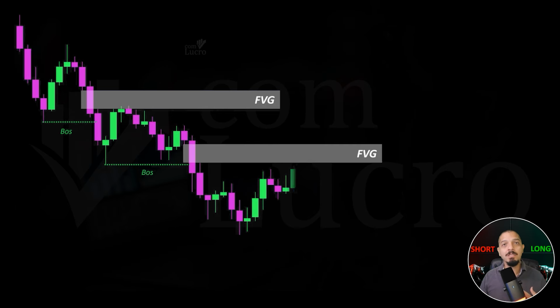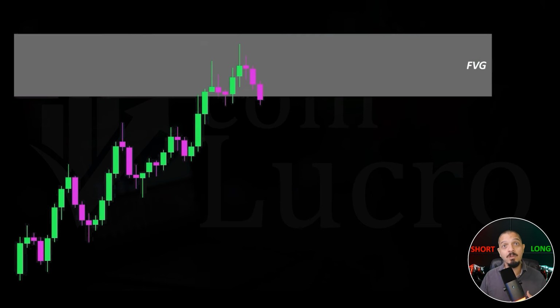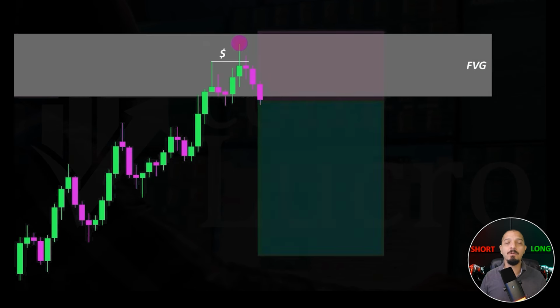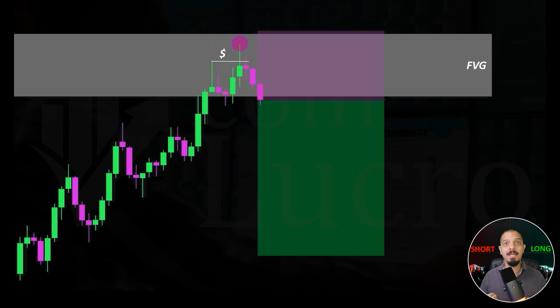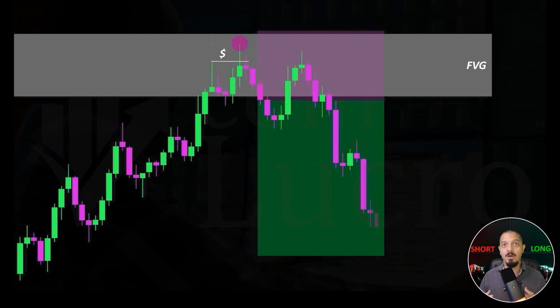When price retraces into one of these areas, move to the lower time frame and look for a bearish liquidity grab just above a recent swing high. Enter the trade once confirmation appears. Set your stop loss above the liquidity grab and aim for the next major support level below.